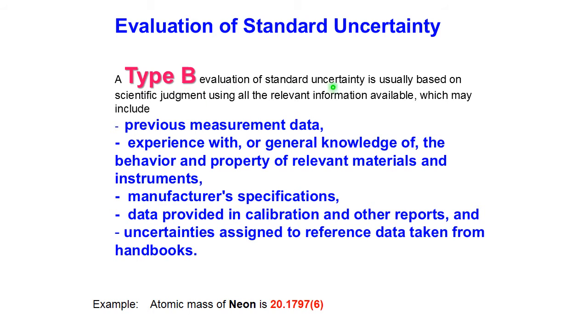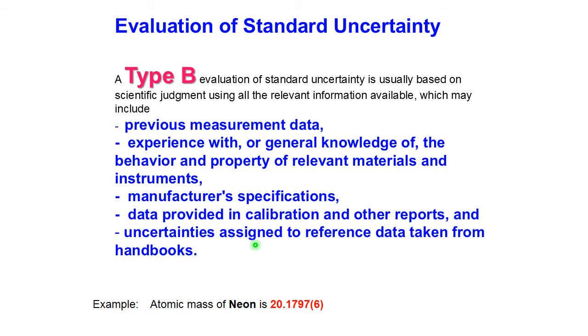Type B evaluation of standard uncertainty is usually based on judgment using all information available, which may include previous measurement data. You or somebody else measured the same thing before. Then experience with or general knowledge of the behavior and properties of this material. Type B error may come from manufacturer specifications or from data you did for calibration yourself.